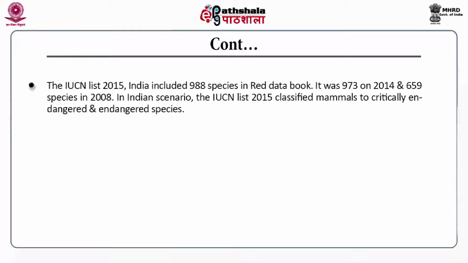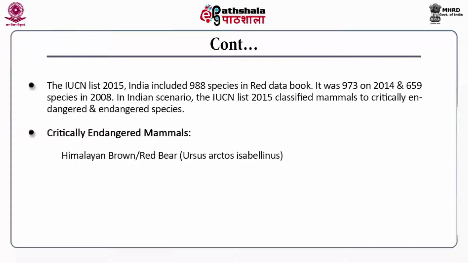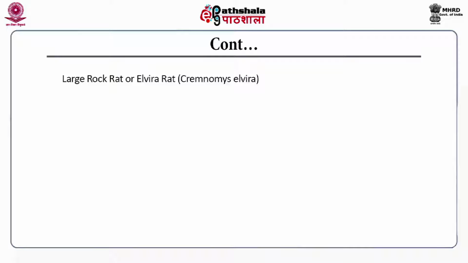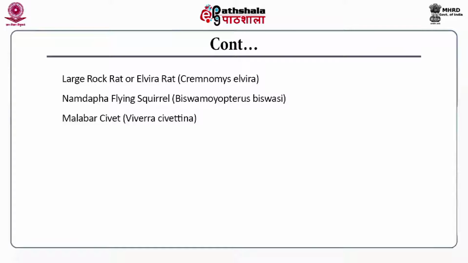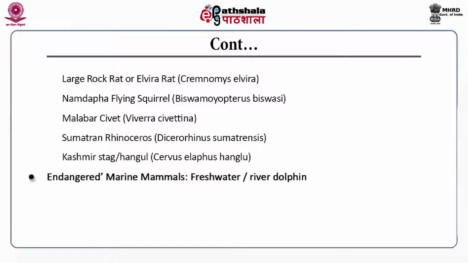Critically endangered mammals: Himalayan brown or red bear, pygmy hog, Andaman white-toothed shrew, Condena rat, large rock rat or Elvira rat, Namdapha flying squirrel, Malabar civet, Sumatran rhinoceros, Kashmir hangul or stag. Next come endangered marine mammals, which include the freshwater or river dolphin, Ganges river dolphin, Indus river dolphin.